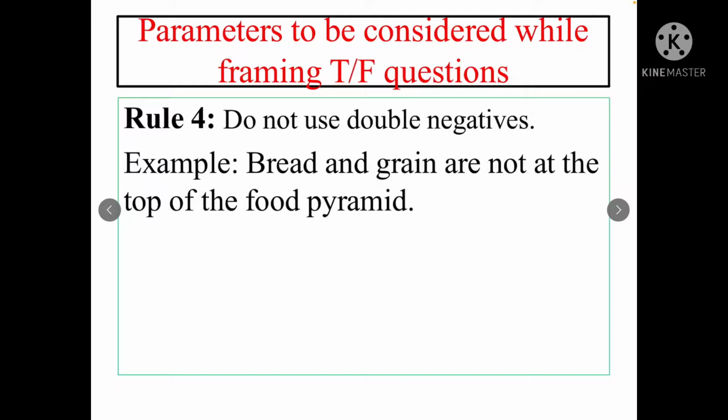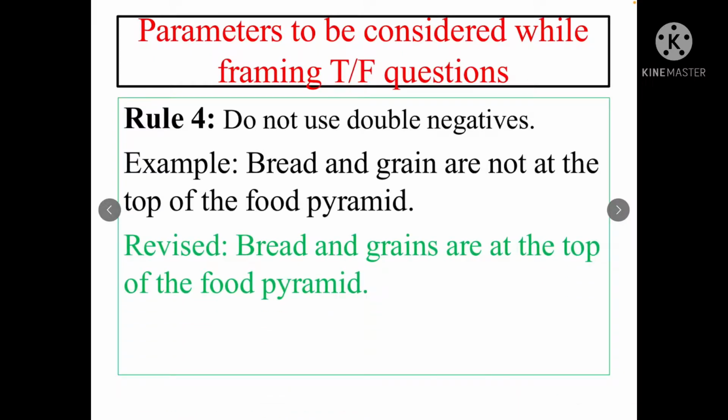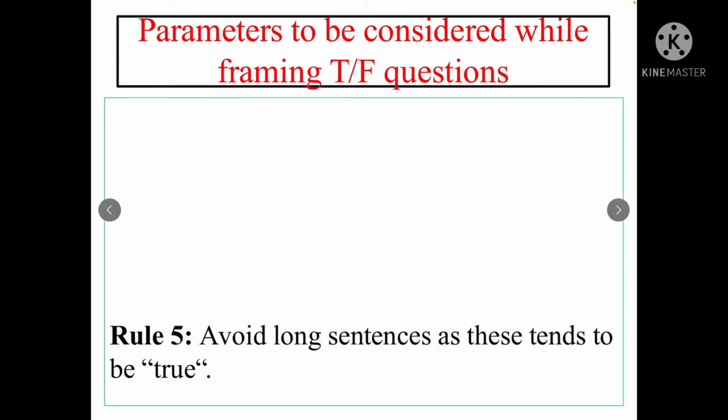So this is a double negative sentence. The question should be framed in this way. The revised question will be, bread and grains are at the top of the food pyramid. So this is now a single negative statement. Now comes the next one.